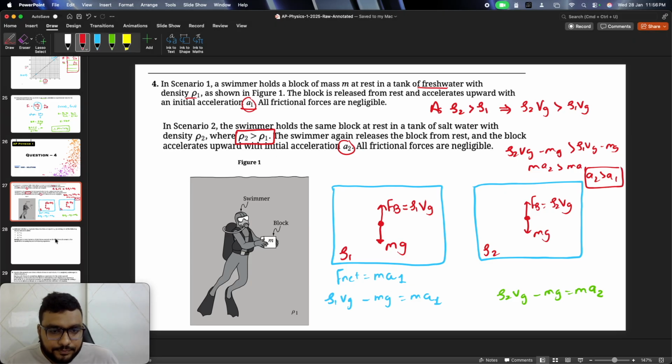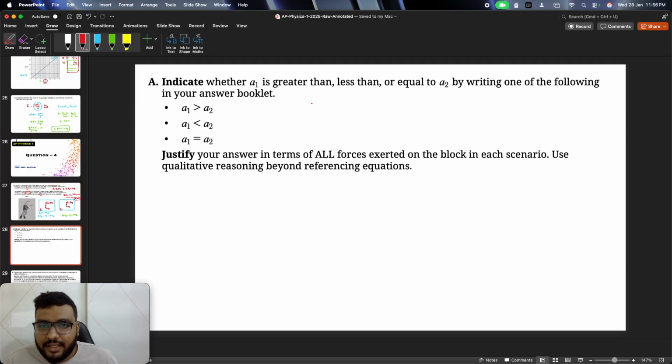Let's go to the question. What does it say? Indicate whether a1 is greater than, less than, or equal to a2 by writing one of the following. So definitely a1 is less than a2. Justify your answer in terms of all forces exerted on the block in each scenario. Use qualitative reasoning beyond referencing equations. So I can say that we do not need to reference equations.